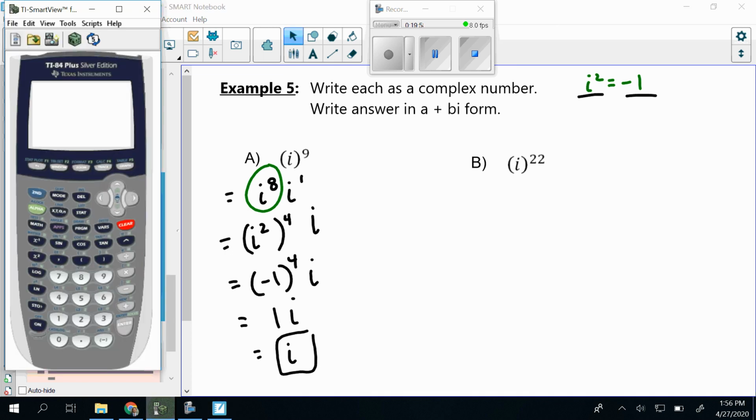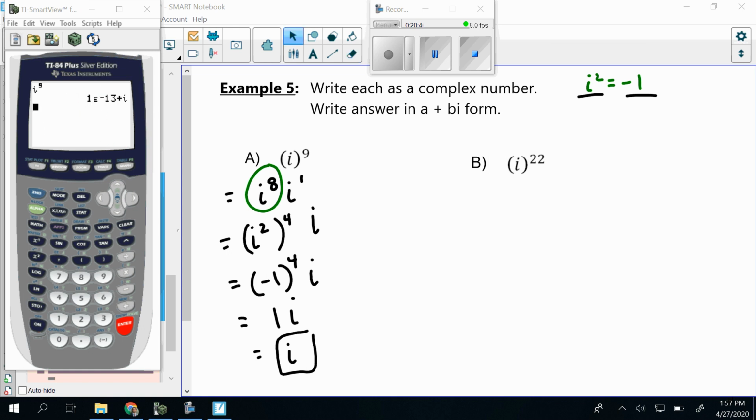With a calculator, you could check that. If you did I to the 9th power, again, a calculator sometimes has problems simplifying. If you got 1e to the negative 13th power, that's saying 1 times 10 to the negative 13th power in scientific notation. The calculator's trying to simplify that to 0. Sometimes it has a hard time simplifying. So they're saying the answer is 0 plus I, which would be just I. There's no real part to this. So the calculator did give the same answer there.